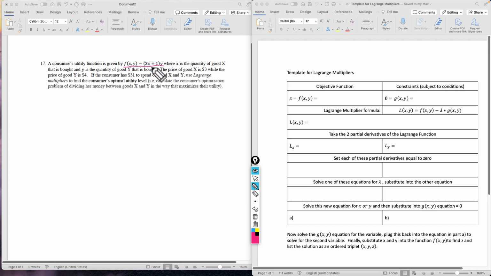3x plus 1, parentheses, times y. X is the quantity of good x that is bought, and y is the quantity of good y, so quantity of stuff. The price of good x is $3, while the price of y is $4. If the consumer has $31 to spend, so that's a constraint. These are going to be parts of the constraint, right? On goods x and y, use Lagrange multipliers to find the consumer's optimal utility level. So we're trying to maximize what they can buy.